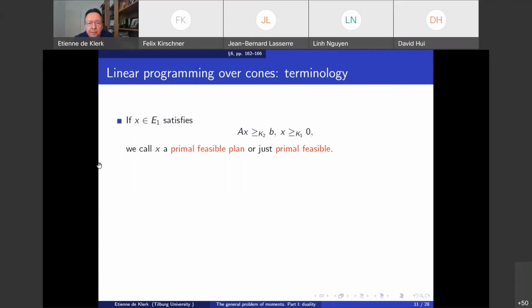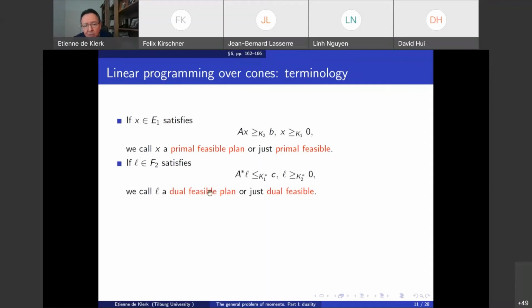Okay, so then you know the usual things. If X satisfies the primal constraints, we call it primal feasible, or Bilinear calls it the primal feasible plan. Similarly, if L is a dual variable that satisfies the dual constraints, it is dual feasible, or a dual feasible plan. And then we can also speak of optimal solutions or optimal plans. Bilinear calls the optimal solutions optimal plans.